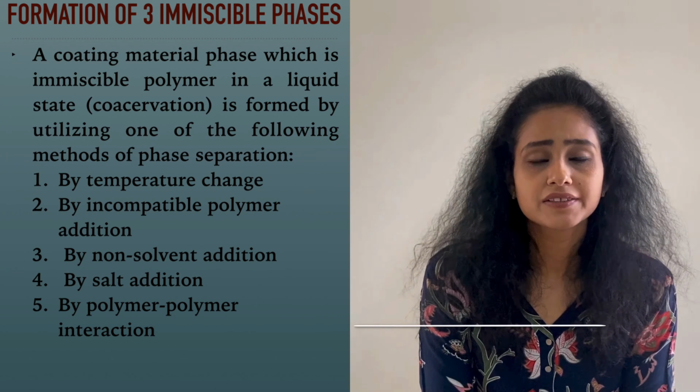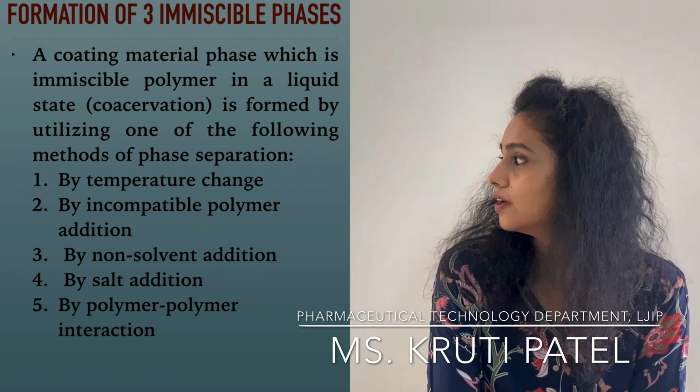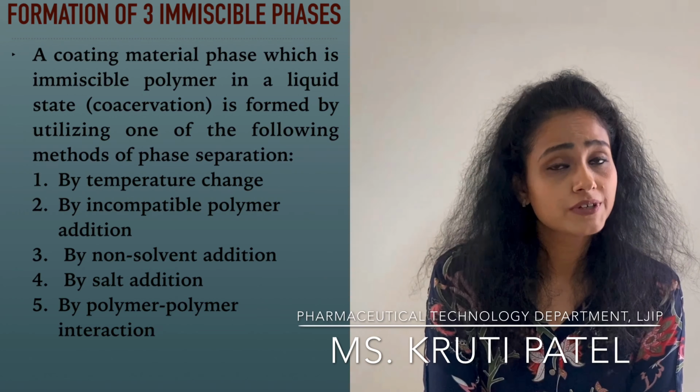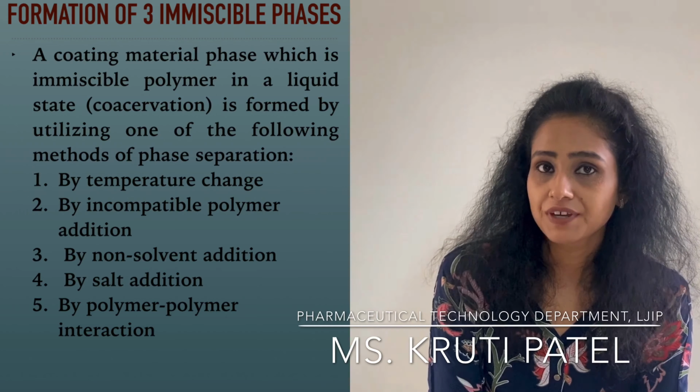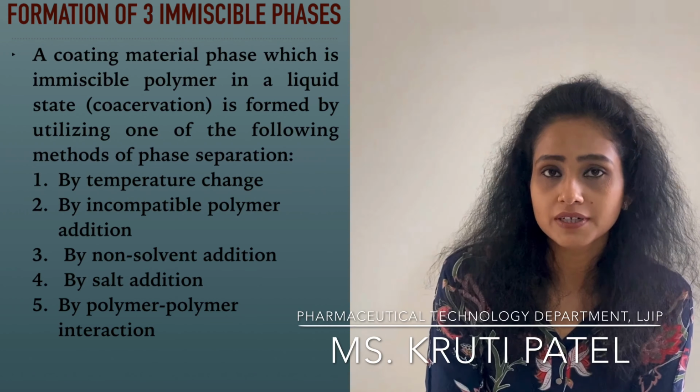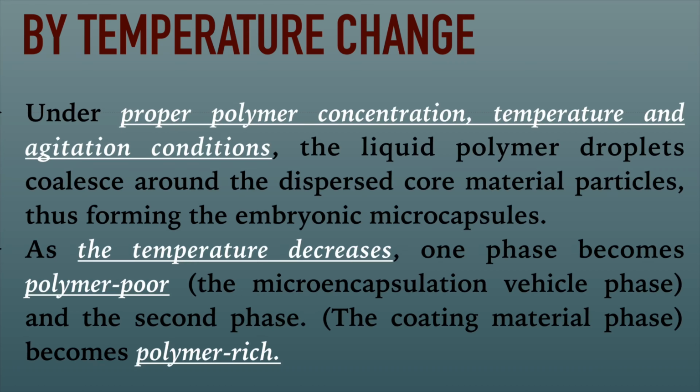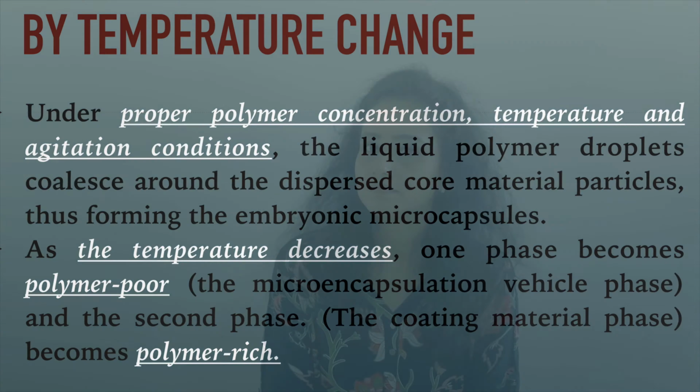Now to understand these different methods, we need to remember the phase diagram. Okay, the phase diagram is very essential to understand all these phases. According to the phase diagram, as temperature decreases, the system goes from 2 phases to 3 phases. That means all phases will be separated out, and that forms the coating around the core material.